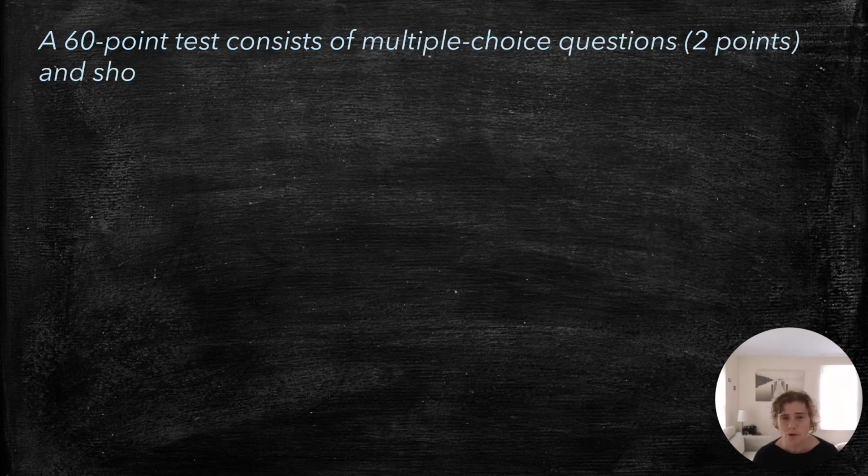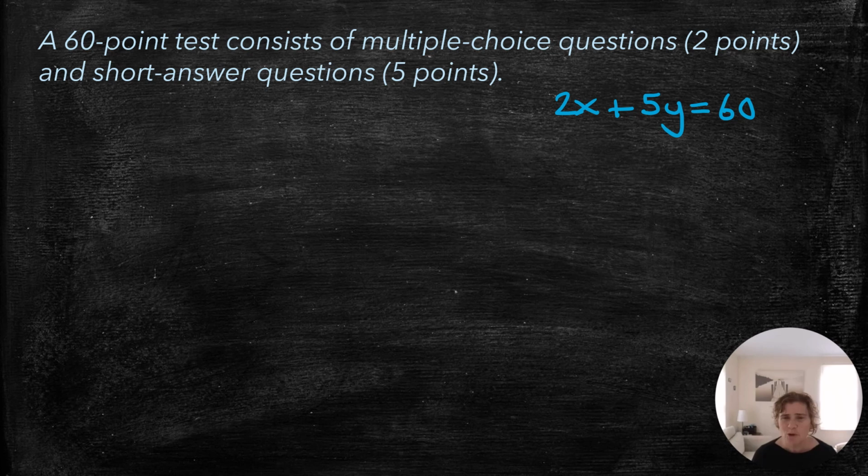Let me present a scenario to you. Suppose you have a 60-point test consisting of multiple choice questions at 2 points each and short answer questions worth 5 points each. You can probably figure out that if we make X the number of multiple choice questions and Y the number of short answer questions, this equation must be true. If you're not so confident on this, check out my video on standard form, where we go into great depth about how to generate equations of lines in standard form.